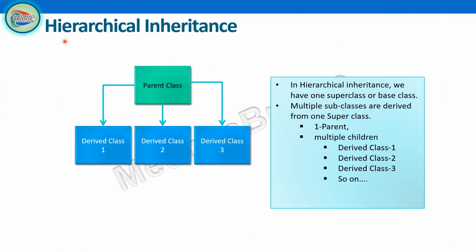Let's look at hierarchical inheritance. In hierarchical inheritance, we have one superclass known as a base class, and we have multiple derived classes which are derived from one superclass. We have a parent class, and we have child classes. Derived class 1, 2, 3 are known as the child classes.